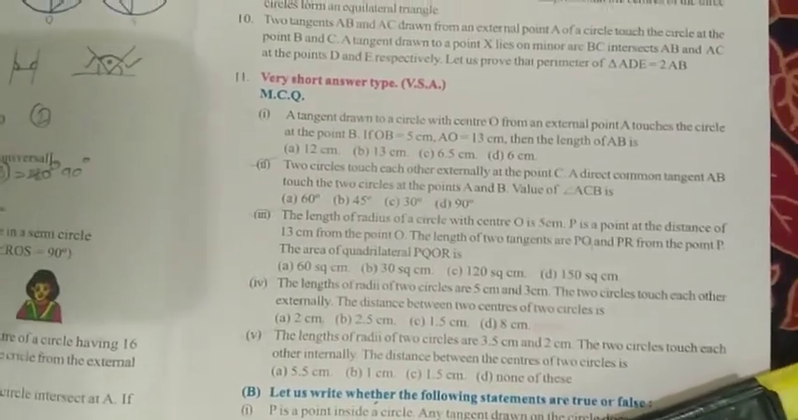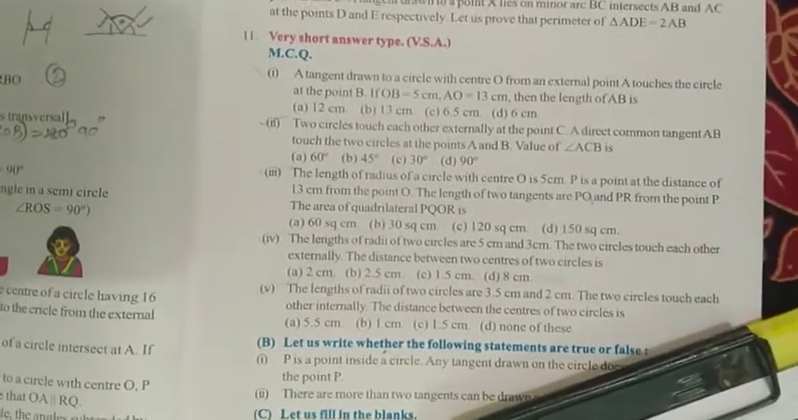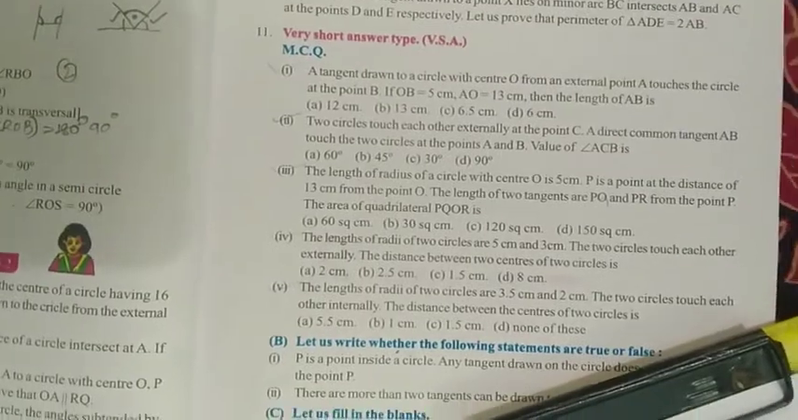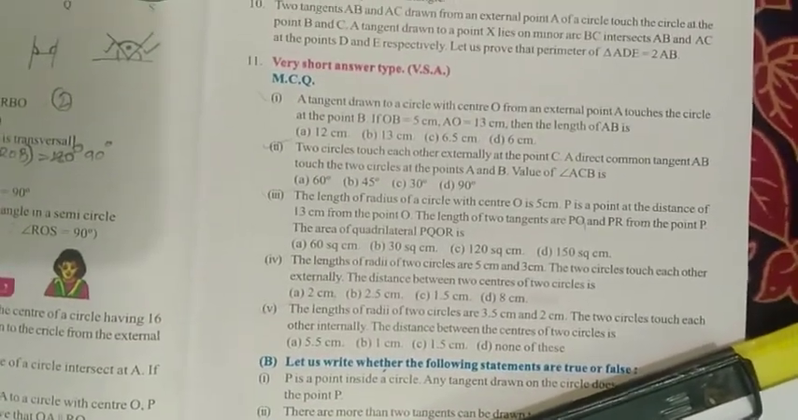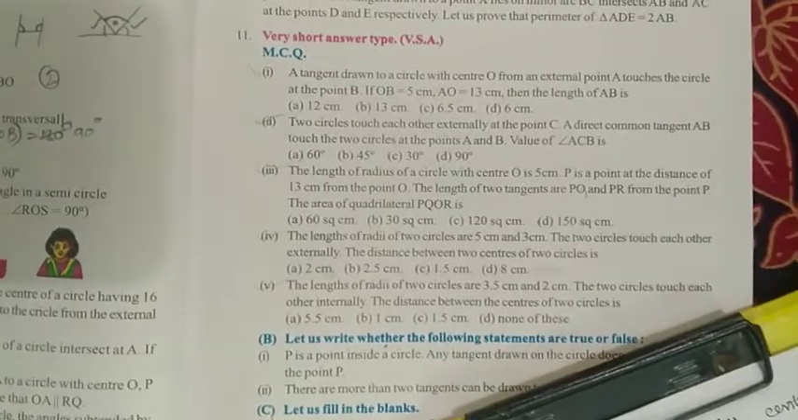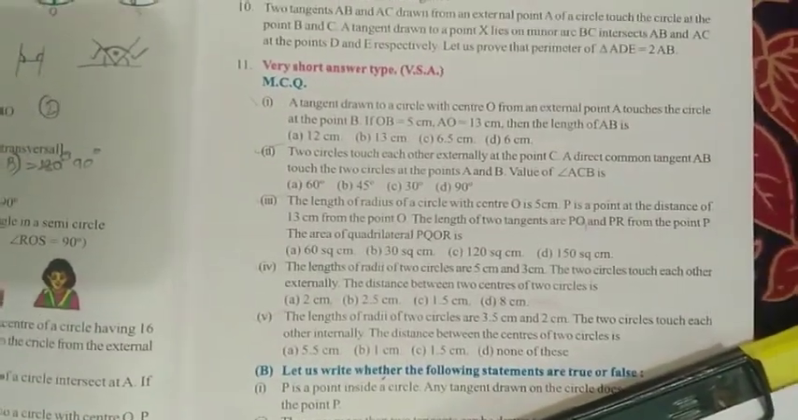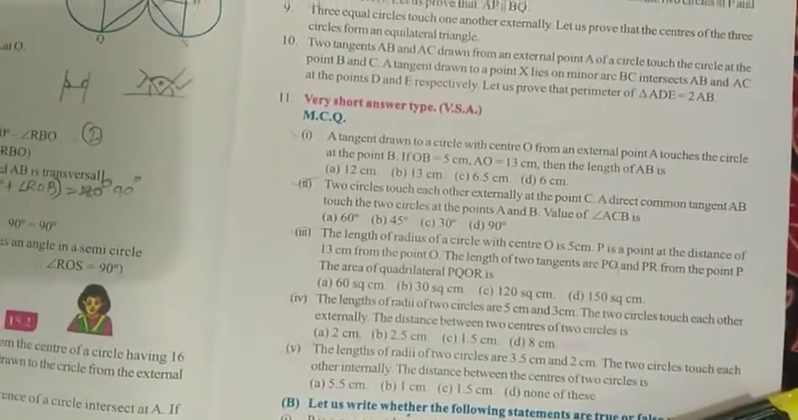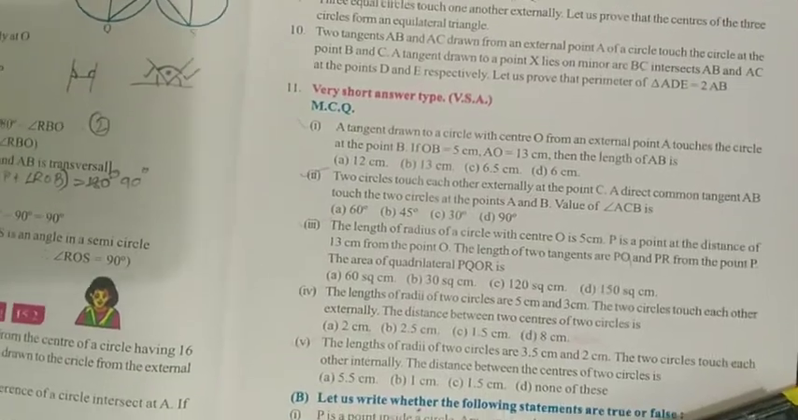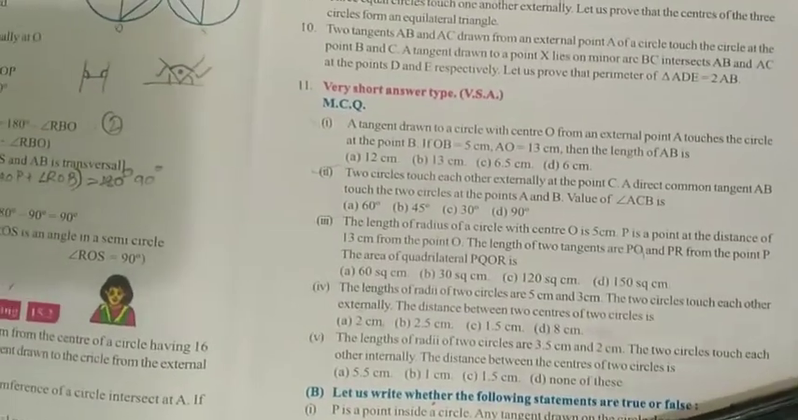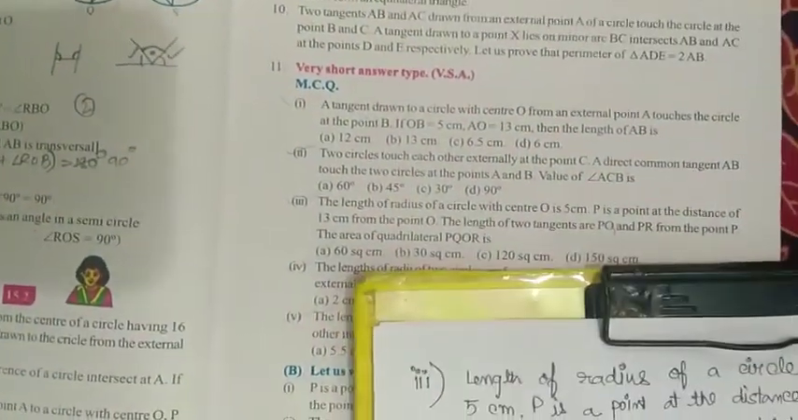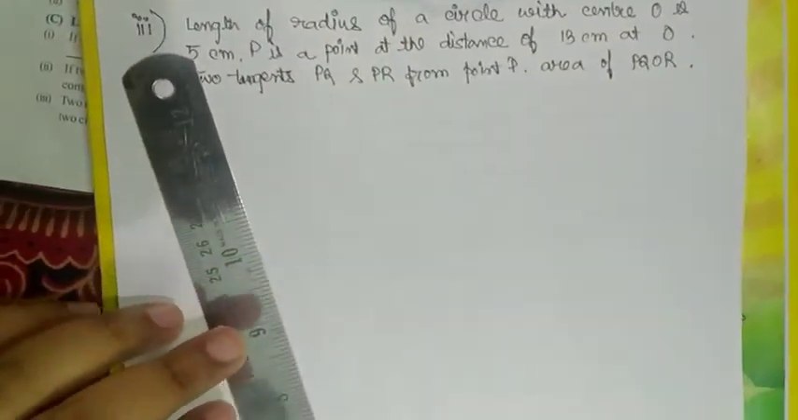Sum number 11 part 3: the length of the radius of a circle with center O is 5 centimeter. P is a point at a distance of 13 centimeter from the point O. The lengths of two tangents are PQ and PR from the point P. The area of quadrilateral PQOR, we have to find the area of PQOR. I think all these sums, 11 parts 1, 2, 3, 4, 5, all 5s are very important. From this you can get one or two short questions definitely in the Madhyamik exam.